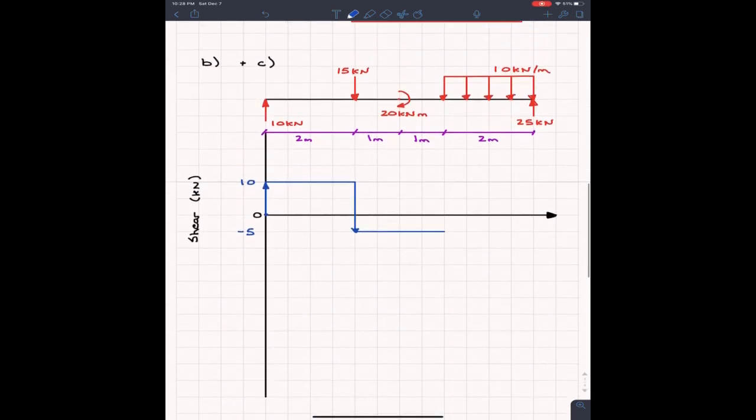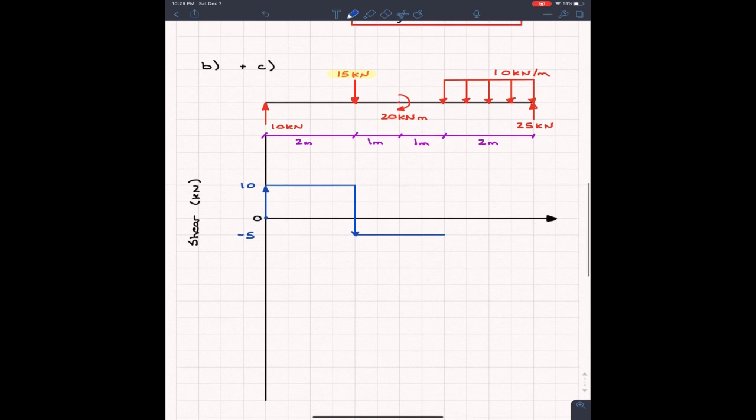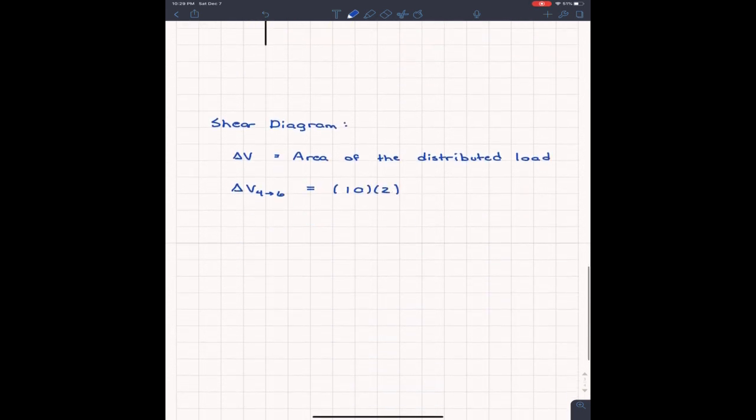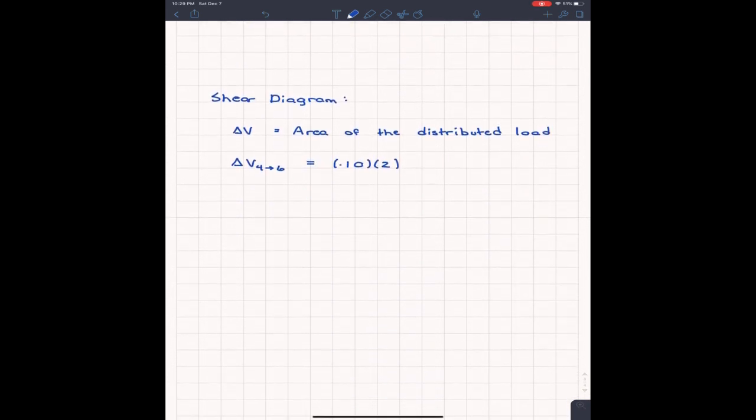However, here's one little trick that we're going to have to keep in mind if we're doing this method. It's that 10 kilonewtons is actually going downwards. It's a downwards force. And remember, when we looked at the 15 kilonewton point load that I'm highlighting now, when we had a load going downwards, it causes our diagram to drop down. So when we have 10 kilonewtons of distributed load going downwards, we have to take into account it's going downwards and put a negative sign here. So now we know that our delta V from 4 to 6 is equal to -20 kilonewtons.